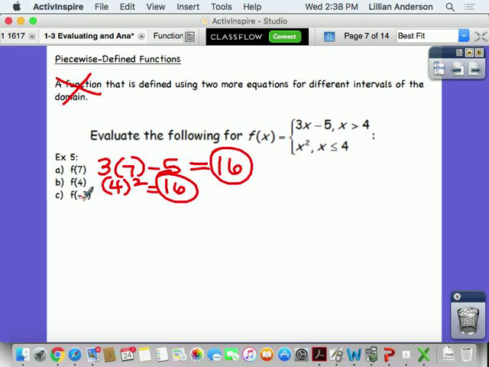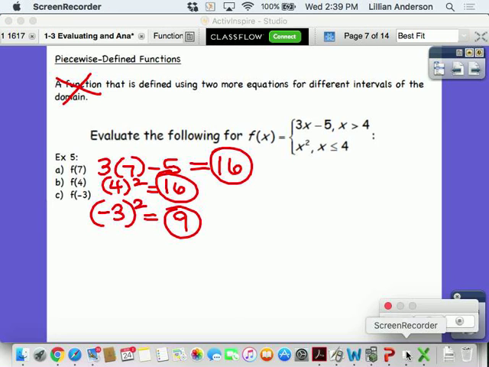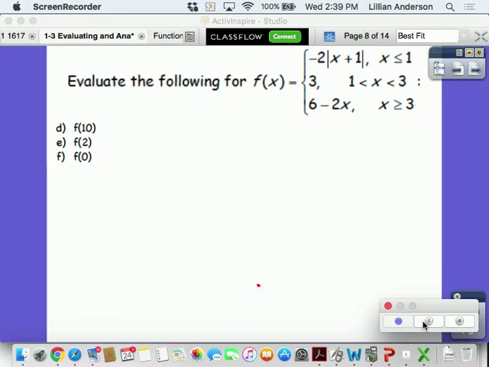So again, you look at the x value you have to plug in and see where it lies. Is negative 3 greater than 4 or is it less than or equal to 4? Less than or equal, so we're going to plug it into the second piece of the piecewise function. And what's negative 3 squared? And that's it. Okay? You got one that you're going to do yourself.